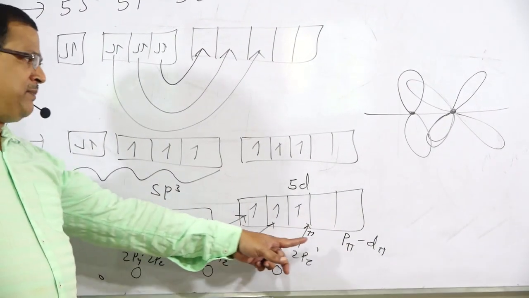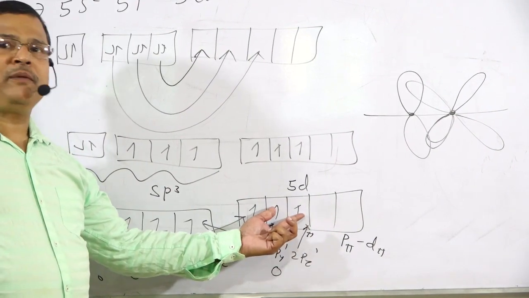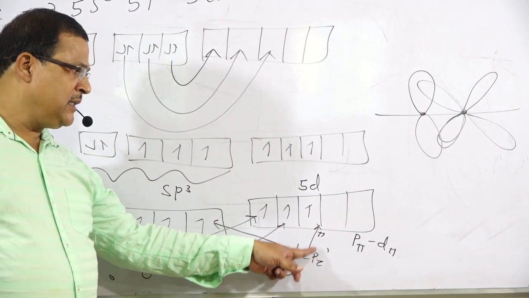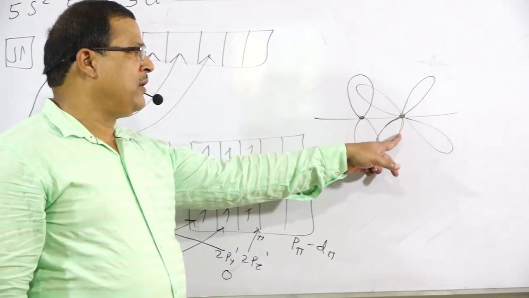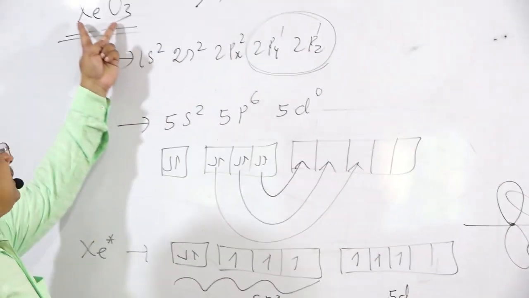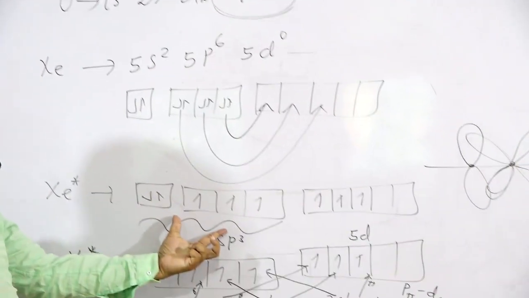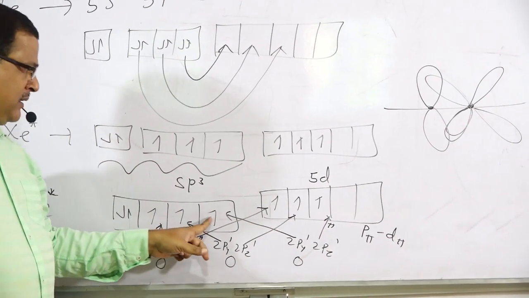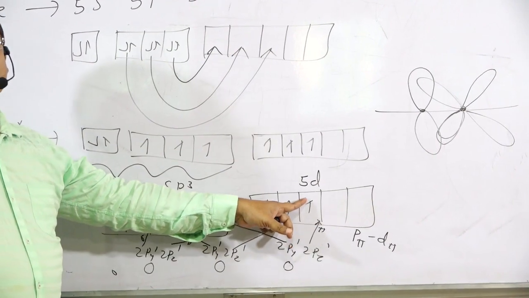In this p pi d pi bond, the central atom involves the d orbital for the pi bond formation, and the oxygen atom involves the p orbital for the pi bond formation. That is the p pi d pi bond, the d of xenon and the p for that oxygen. So xenon trioxide has sp3 hybridization, with the presence of 1 lone pair of electrons, 3 bond pairs of sigma and 3 bond pairs of pi.